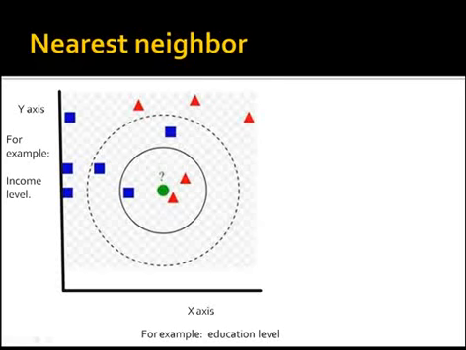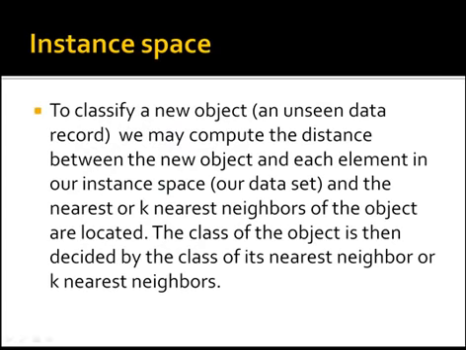Okay, so we talked about the nearest neighbor concept. Let's talk about the instance space. To classify a new object, an unseen data record, we have a new object, we want to classify it. Just like we have the new flower, we want to classify it.